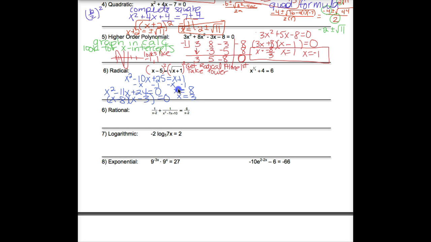Now, on these ones, whenever you have radicals or rationals, you have to check for extraneous solutions. If I plug these back into the original, 8 minus 5 is 3, 8 plus 1 is 9, and the square root of 9 is 3. So I got 3 equals 3, that guy works.